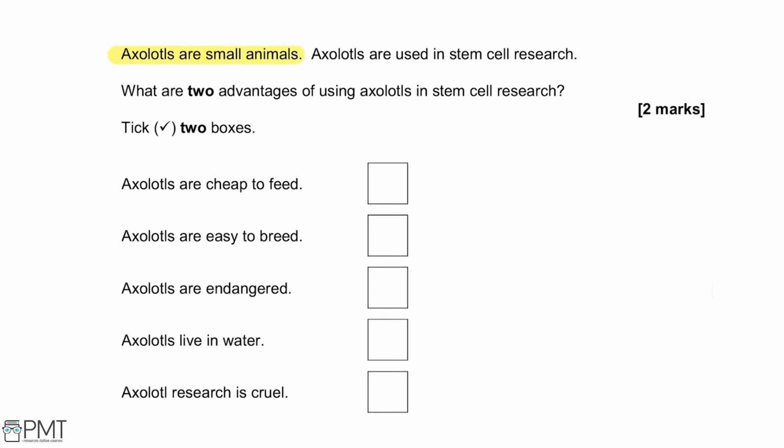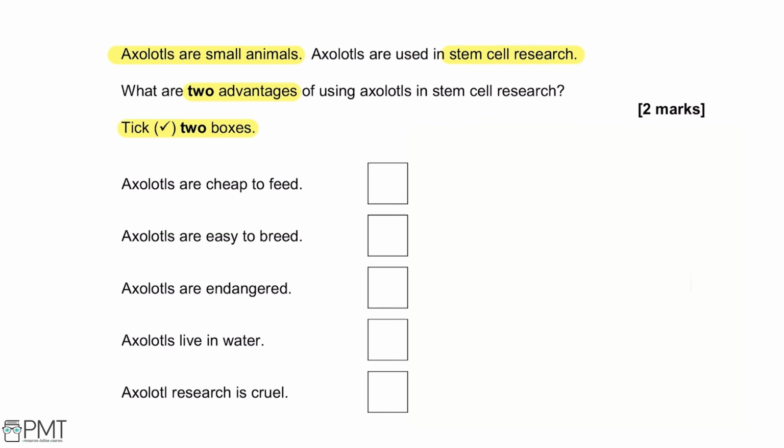Axolotls are small animals. Axolotls are used in stem cell research. What are 2 advantages of using axolotls in stem cell research? Tick 2 boxes. Axolotls are cheap to feed largely because they are so small, and that is good for the lab because it means they have more money for other research areas like equipment. The fact that they are easy to breed is also good for the lab because they can have many of them. But then it says that axolotls are endangered.